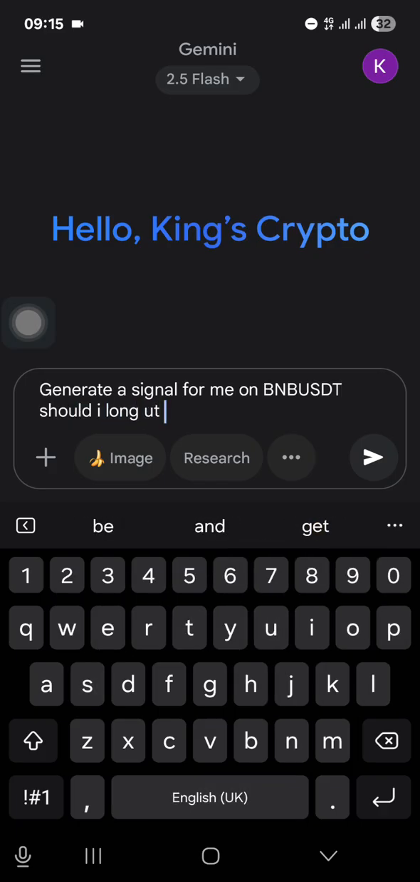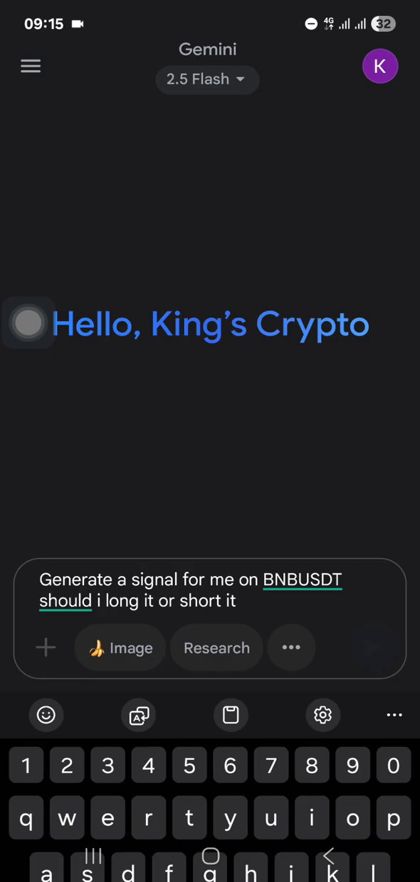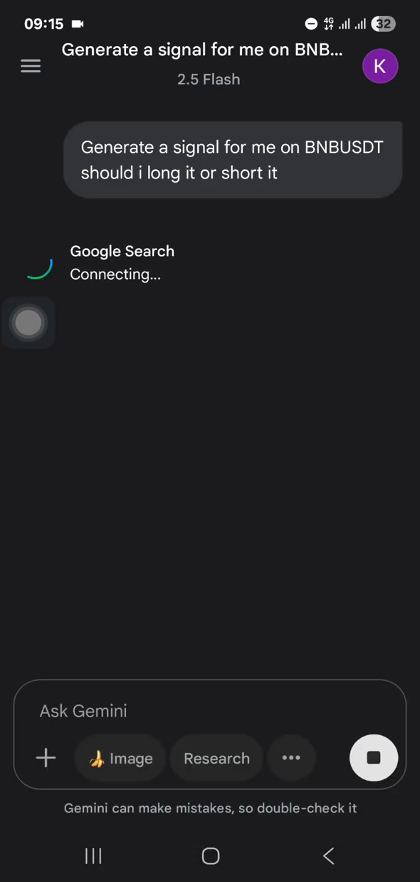Should I long it or short it? You see, AI will not be precise, though that it can't be precise. It's a financial market and it's very volatile, so it can't tell you the exact thing. But apparently, it's going to give you an idea of what's happening. So let me send it. Let me see what it's going to tell me.